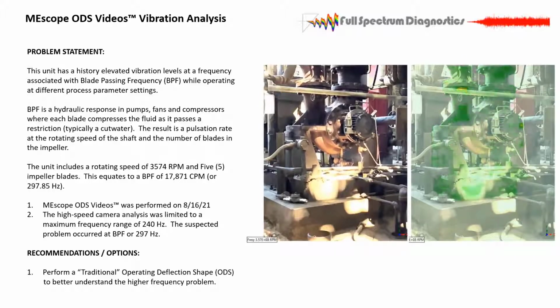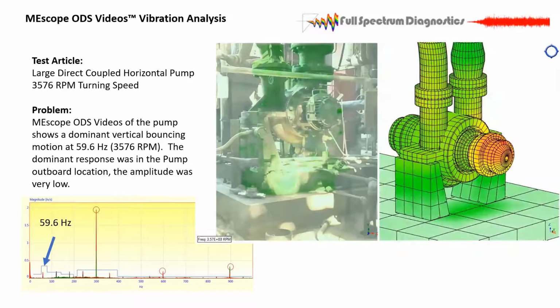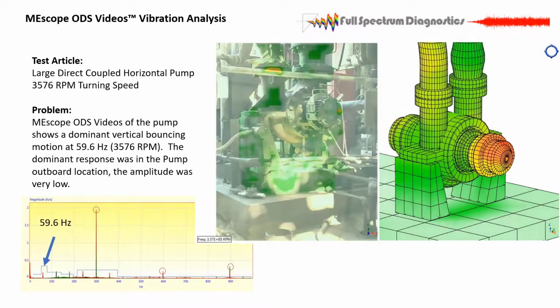So instead of going and getting all the equipment, we decided to do a traditional ODS analysis on it. So we got out the sketchbook and found where we're going to take all our data and started mapping it out with our accelerometers. And this is what we saw for 1 times RPM. So there is a little bit of bouncing to it.